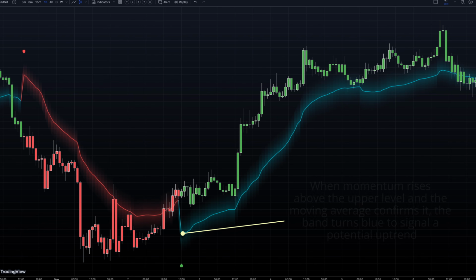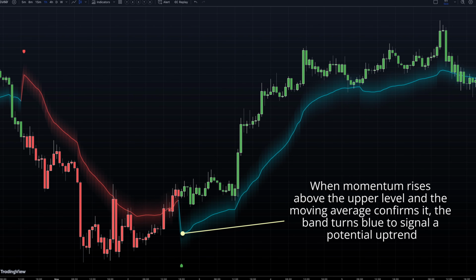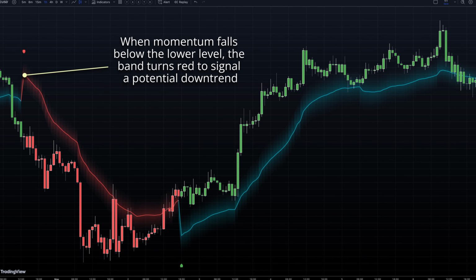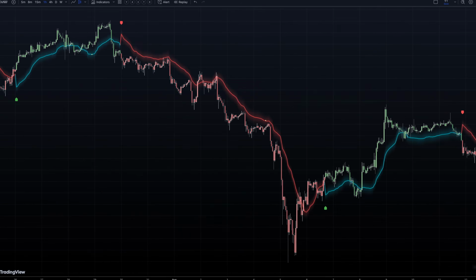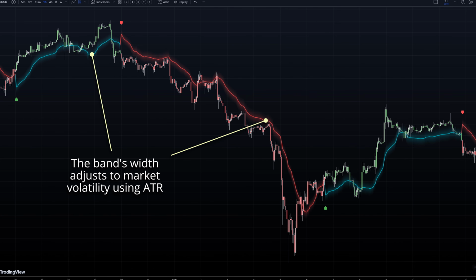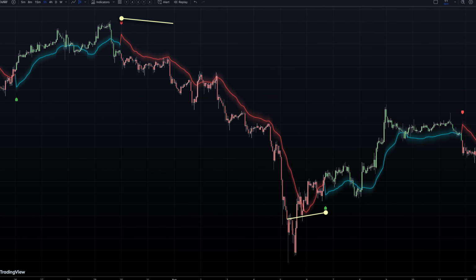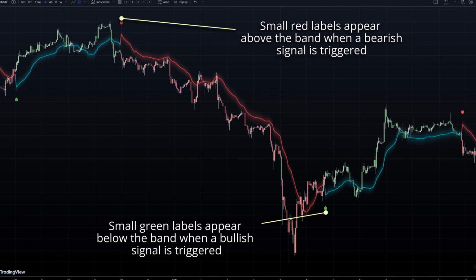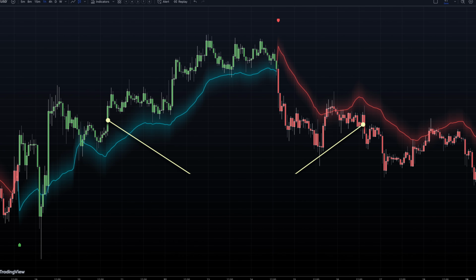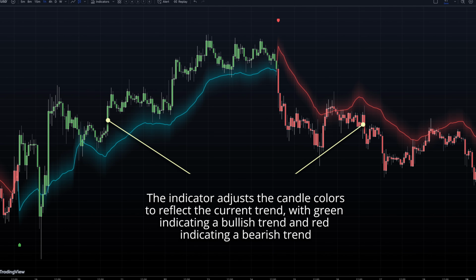Positive momentum occurs when this average crosses above the upper threshold while staying above the lower threshold, with confirmation from a short-term moving average. Negative momentum is identified when the average drops below the lower threshold with the same confirmation. The band's width automatically adjusts to market volatility using the average true range, ATR, while small markers appear at the bottom during bullish signals and at the top during bearish signals. Additionally, the indicator changes candle colors to match the current trend.